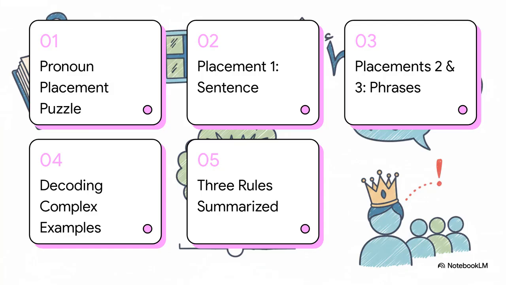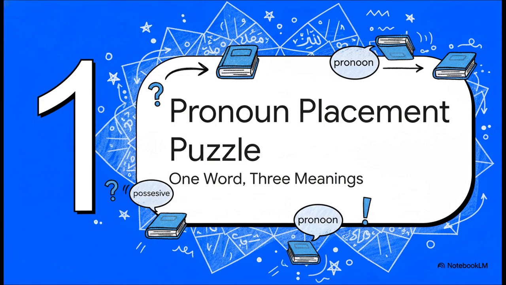So here's our game plan. First, we're going to lay out the puzzle itself so you can see what we're up against. Then we'll walk through the three simple rules that solve it. After that, we'll put our new skills to the test on some trickier examples and wrap it all up with a single, clear summary that puts everything together. Ready to dive in? All right, let's get right into it.